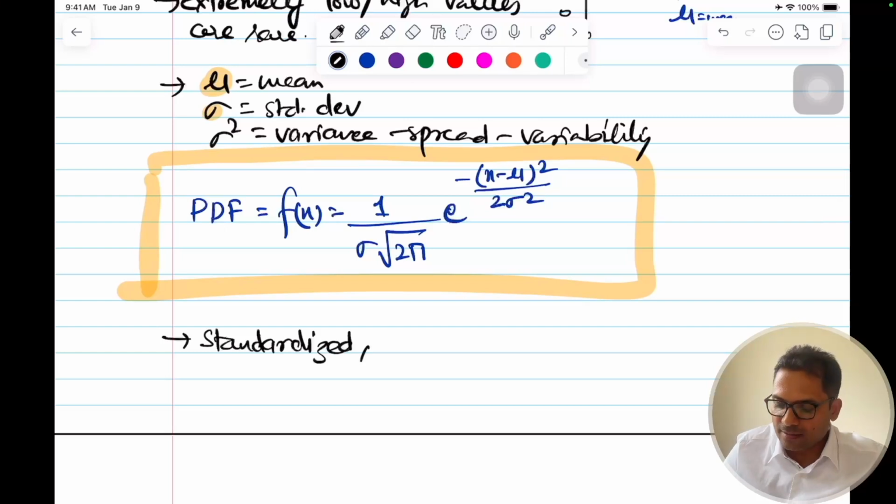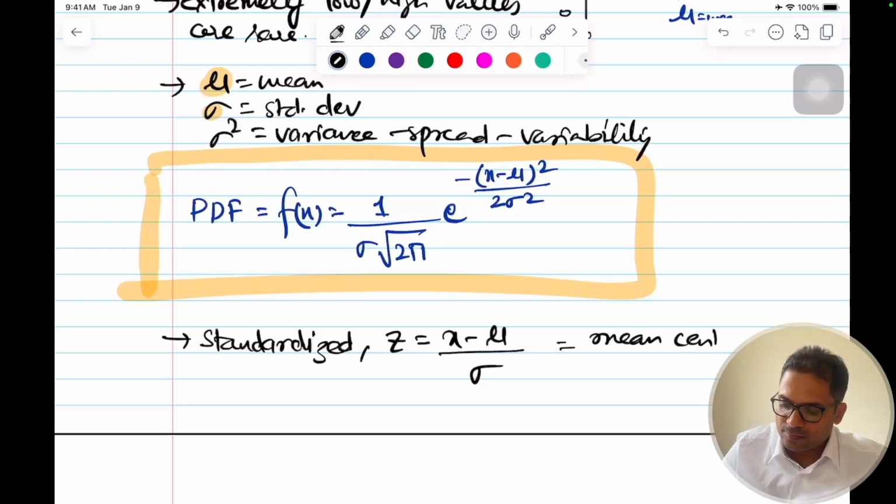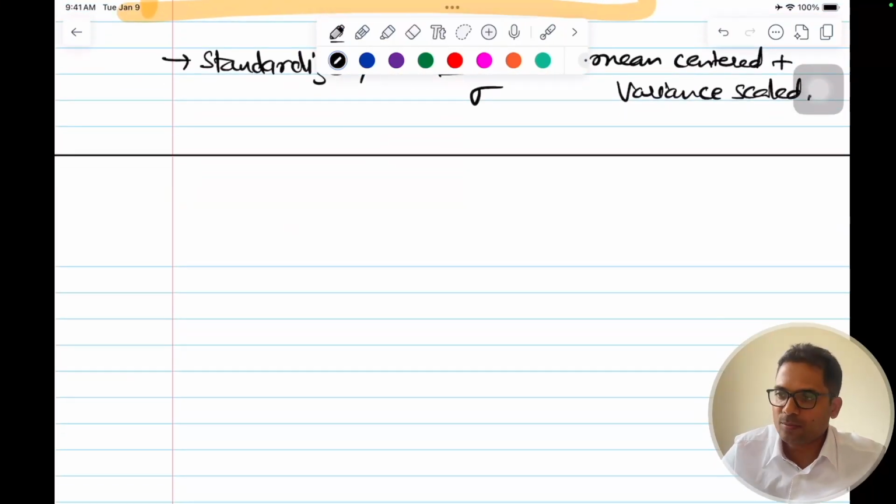Standardized means mean centered. So it can be said z is equal to (x minus mu) by sigma. That is mean centered, and this is 1 by sigma, so this is called mean centered plus variance scaled. So this is standardization. There's one normal distribution, very common, that is the standard normal distribution, a commonly used term that is used widely when we standardize it.